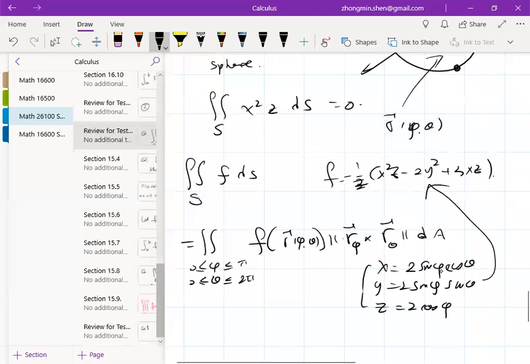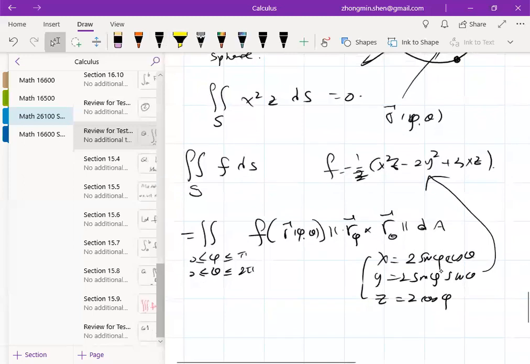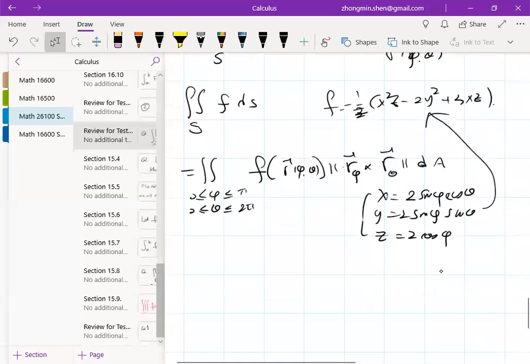The second one, which is not easy to handle, is using the symmetry of the domain of the ball. Okay, but sometimes we're not lucky. You know, the function is not that great, so you cannot use this second method. But this is a standard parameterization. But remember, when the surface is closed, the best way to evaluate is using the divergence theorem.